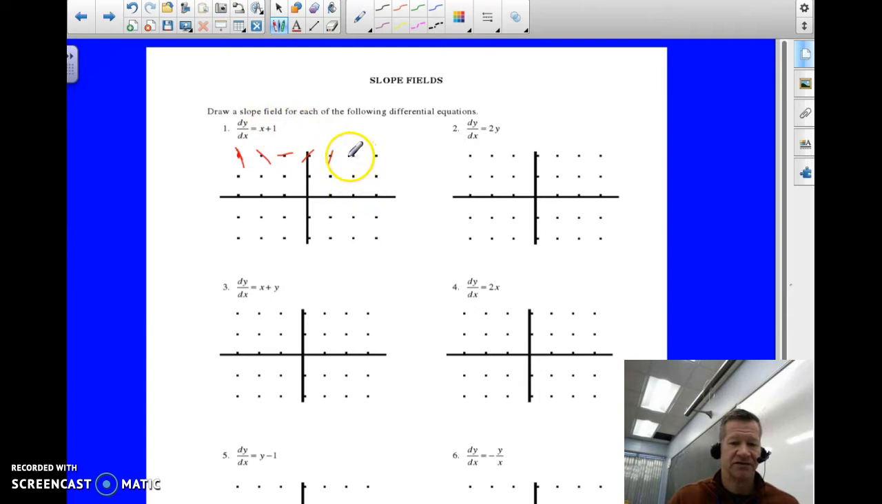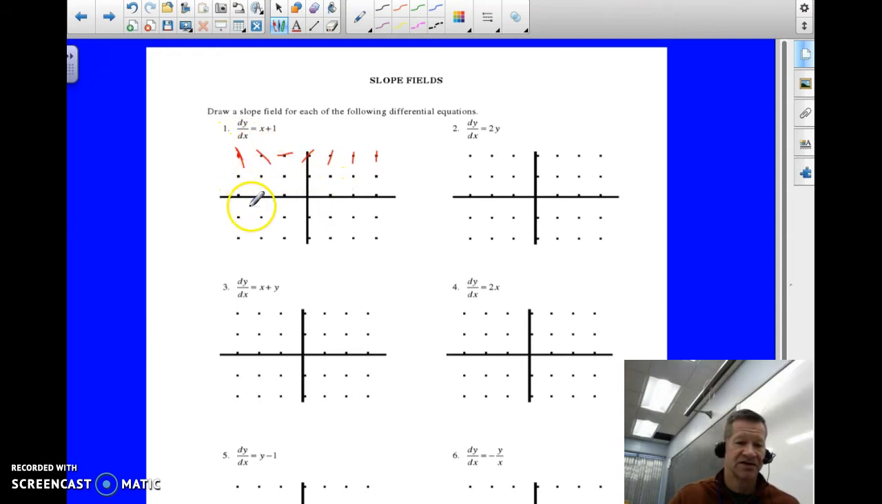Here x equals 2, so 2 plus 1 is 3. We'll get a slope of 3. Here we'll get a slope of 4. So as we go, the slopes keep getting steeper. And again, it doesn't matter that they're perfectly drawn, just that the ones with bigger slopes are steeper, the ones with a negative slope are negative, and so on.